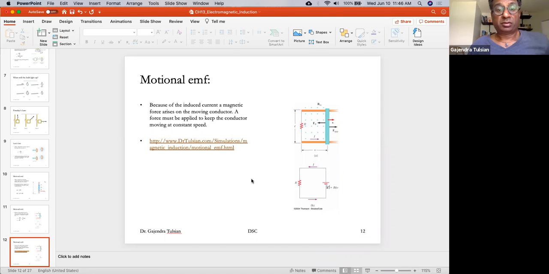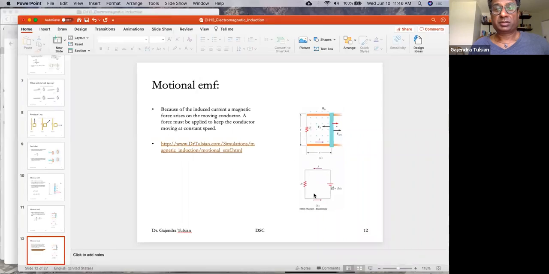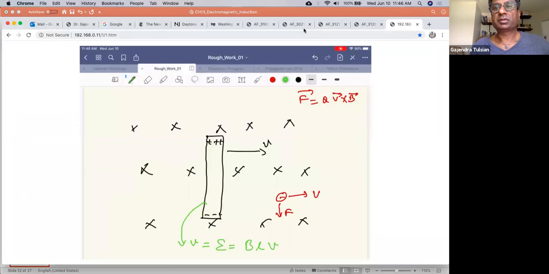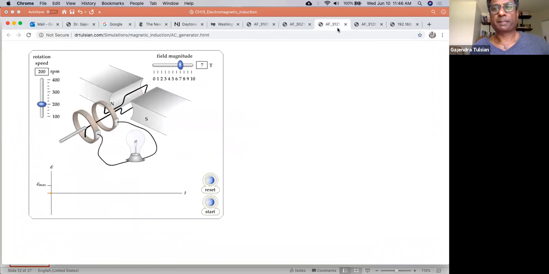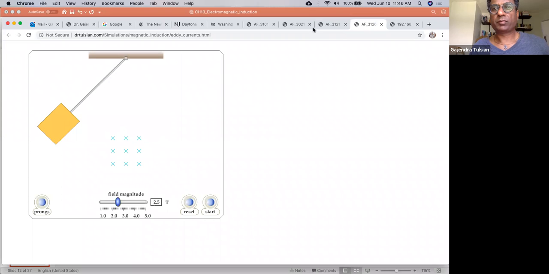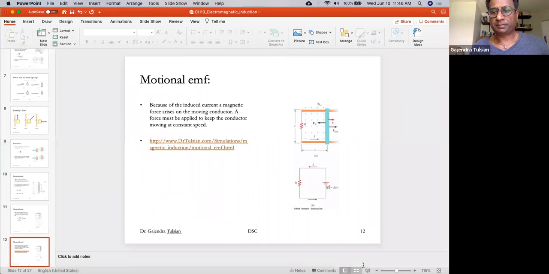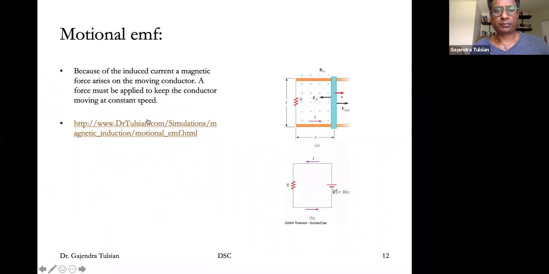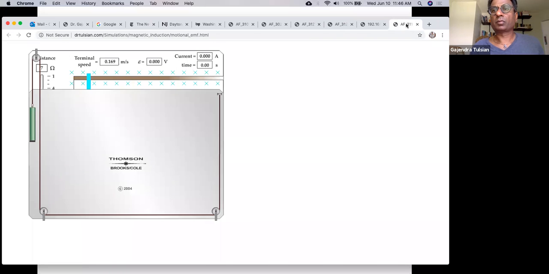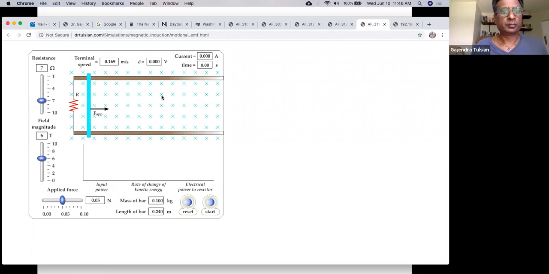All right, so let's see, where's the motional EMF simulation? Oops. All right, so let me show you this simulation. There's the magnetic field, and we'll get this thing started.